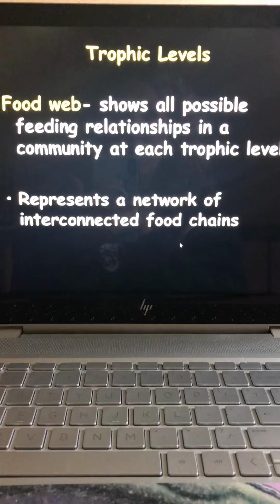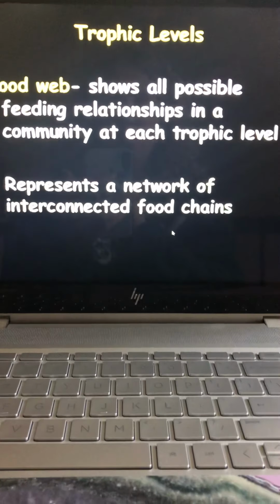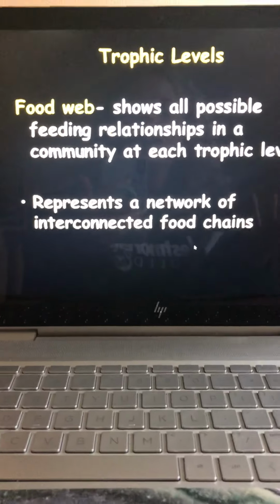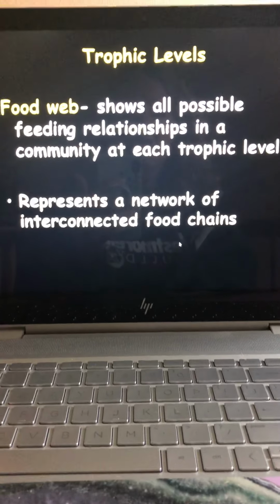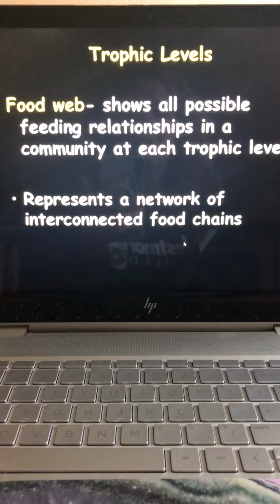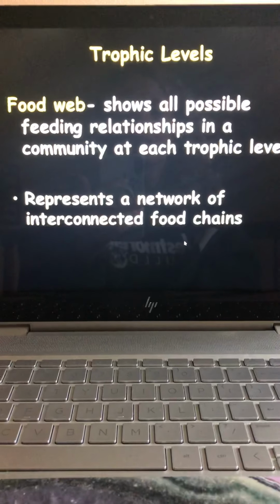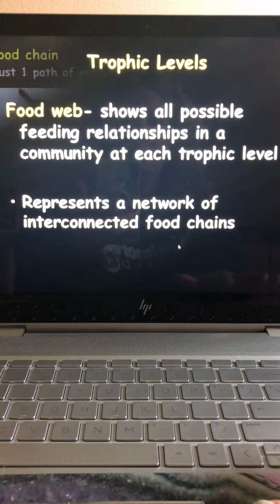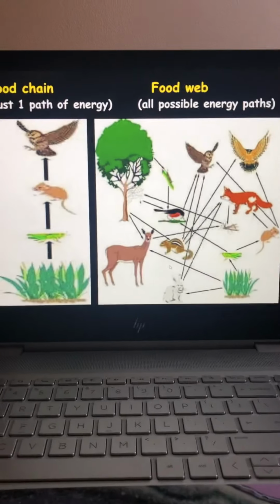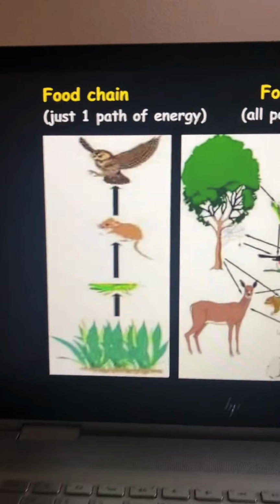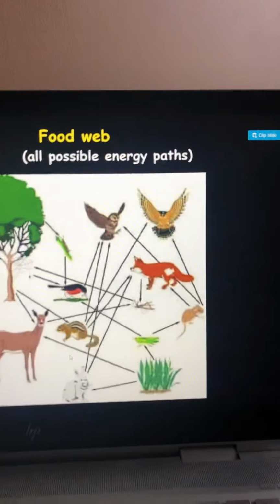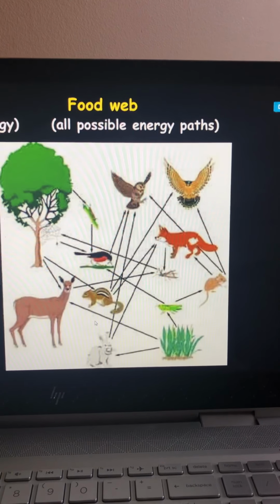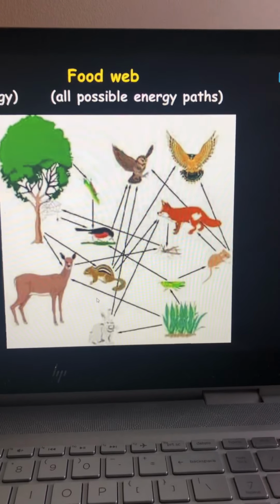You don't have a hamburger for lunch and a hamburger for dinner and a hamburger for a snack and a hamburger for breakfast. So because you don't eat all of the same things, the best representation of these trophic levels would be a food web, showing that you eat a bunch of different organisms. And so this is showing you the difference between a food chain, which is just that one path of energy, and a food web, which are all the possible paths of energy. Because again, most organisms just don't eat one thing.